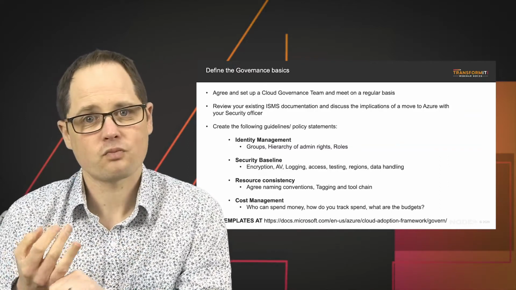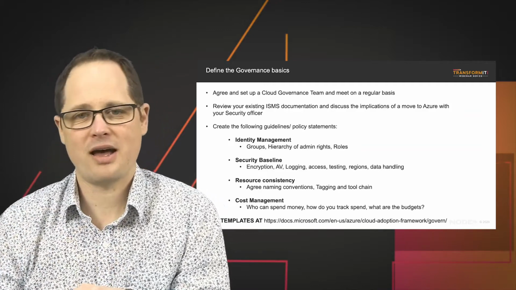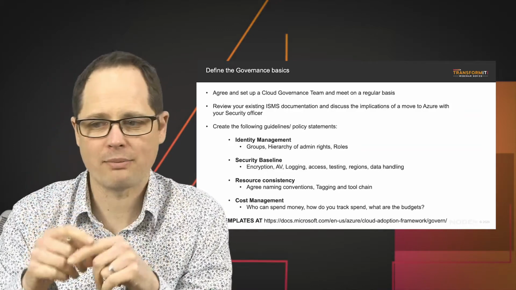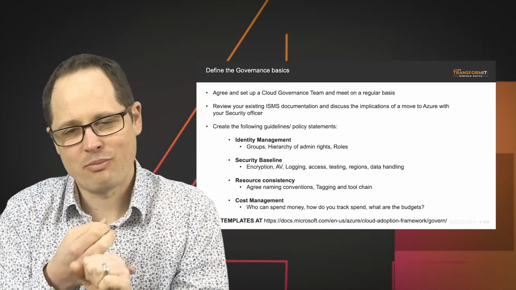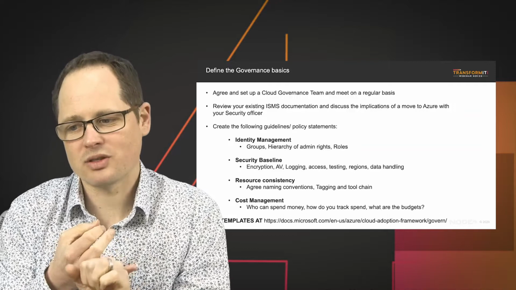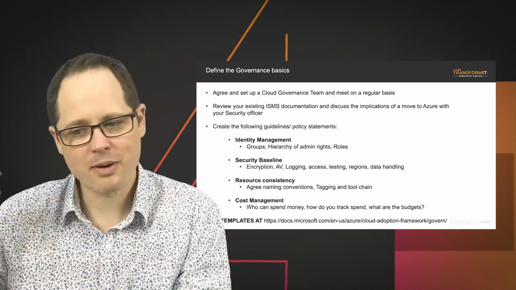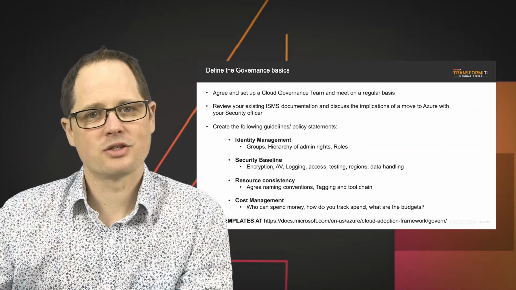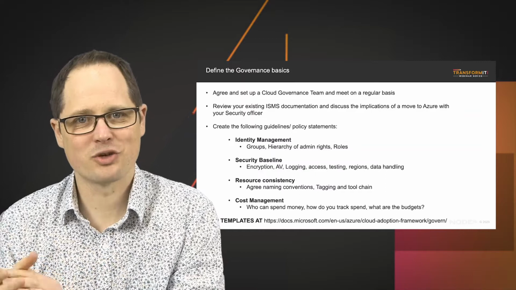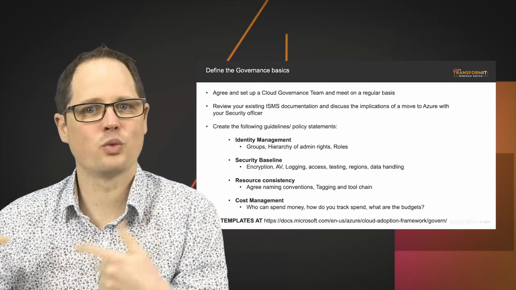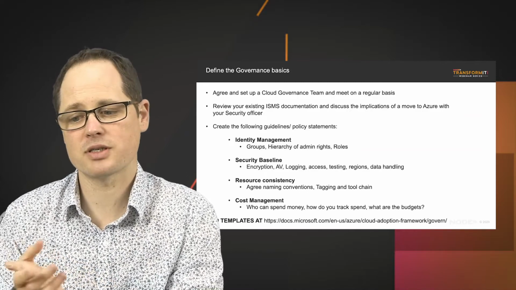Identity management. So who's going to be able to get access to what, what rights do people have, what's that role mapping? So identity is a big area. Going back to that ISMS, security baseline, what login do you need, what regions, data handling, that kind of stuff. They need to think about resource consistency. So when Team A and Team B do the same thing, how do you make sure they're working to a consistent standard? What are your guidelines? What does the tool chain look like in terms of the release processes?